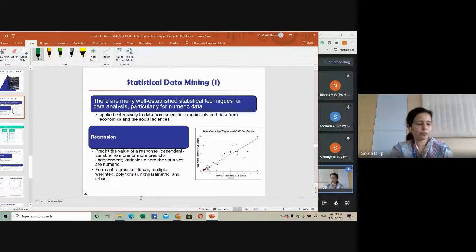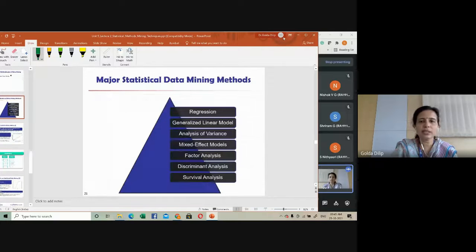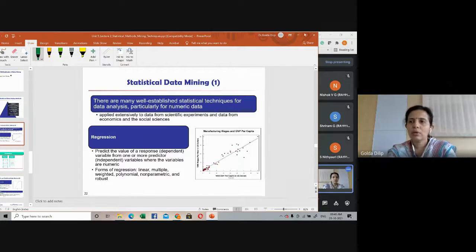So we discussed all these statistical techniques today. Regression was discussed in the previous class. Today we discussed generalized linear models and the difference between linear model and generalized linear model. Then analysis of variance, or ANOVA. Along with that, we looked at regression trees, then mixed effect models, factor analysis, then LDA, linear discriminant analysis, and survival analysis. These are all interesting areas.